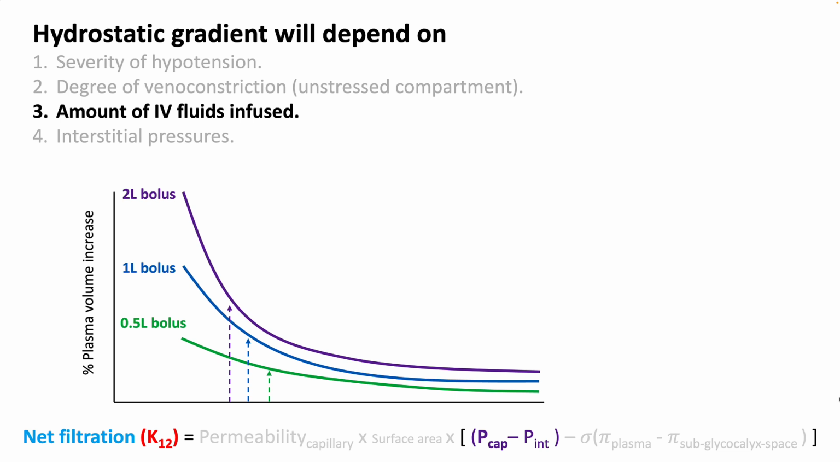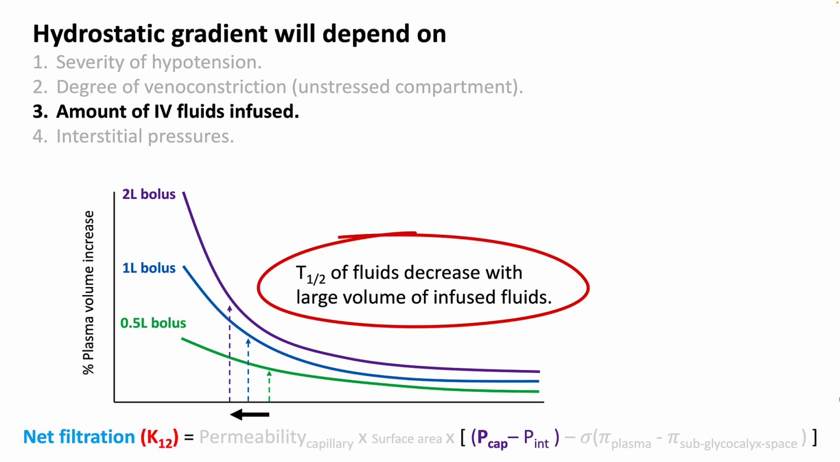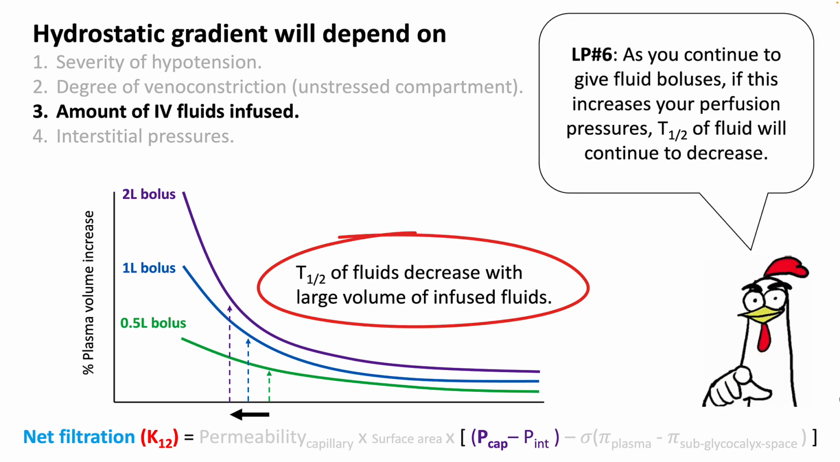Next is the amount of IV fluids transfused. As you give more volume of fluid, the half-life of fluids decreases. And this happens because as you keep on giving fluid boluses, your perfusion pressures improve, thus increasing your hydrostatic pressure gradient and increasing net filtration.